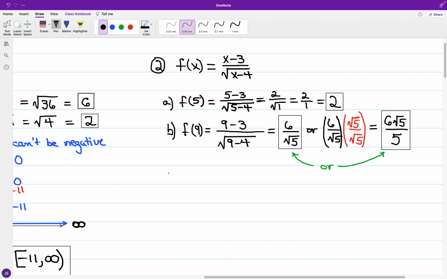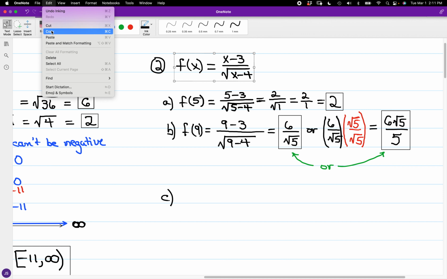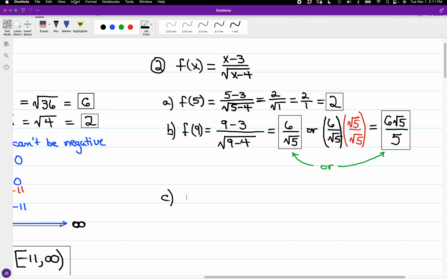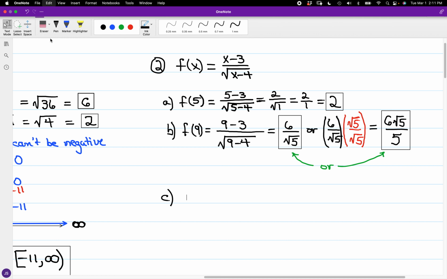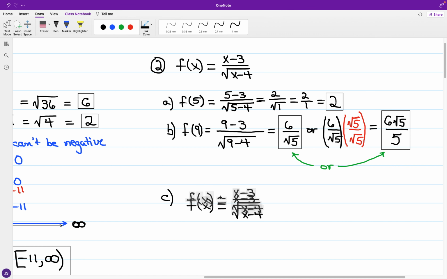Now, for the domain, we have x appearing twice in the expression. And in terms of any restrictions, this will come from the x minus 4 portion. We have x minus 4 playing a bit of a dual role. One of which is that it is inside the radical, in the form of the square root. And again, with even root radicals, the expression cannot be negative.